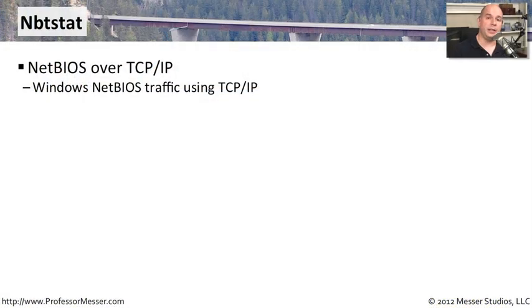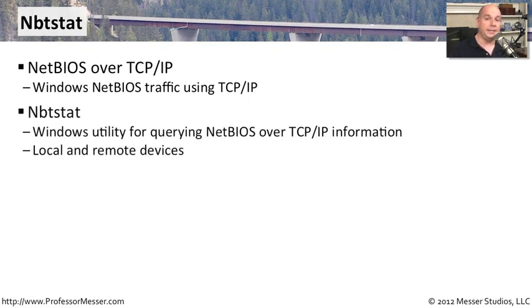Nbtstat is a utility that you'll use when you're in an environment that uses NetBIOS communicating over TCP/IP. This is generally a Windows device that's using this NetBIOS over TCP/IP to communicate with other Windows devices. Nbtstat is included with the operating system to help you understand what other devices might be out there so that you can query them by name or by IP address to understand more about who might be logged in to that particular device, what workgroup or what domain it might be a member of.